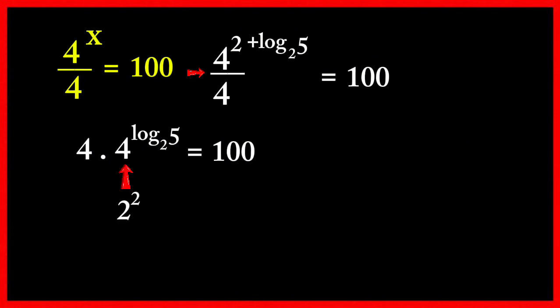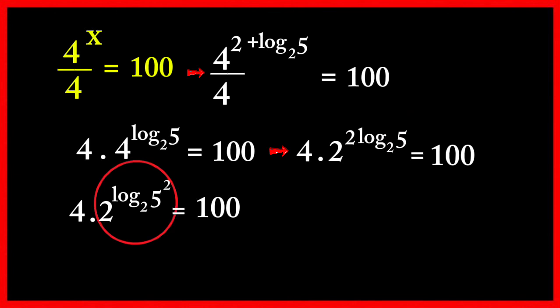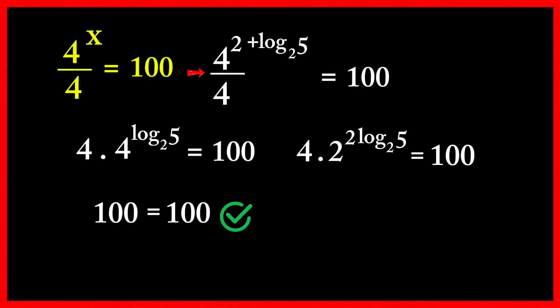Since 4 is 2 raised to the power of 2, this becomes 4 multiplied by 2 raised to the power of 2 multiplied by the logarithm of 5 to base 2. Using the logarithm rule, we know that 2 raised to the power of log 5 to base 2 is equal to 5, so squared it gives 25. Therefore, we have 4 multiplied by 25. 4 multiplied by 25 is 100. So, the left-hand side is equal to the right-hand side, which means our answer is correct.